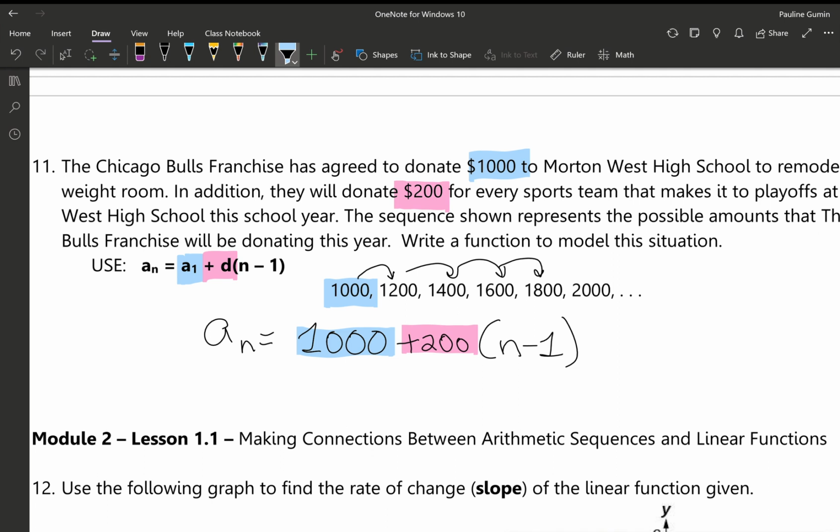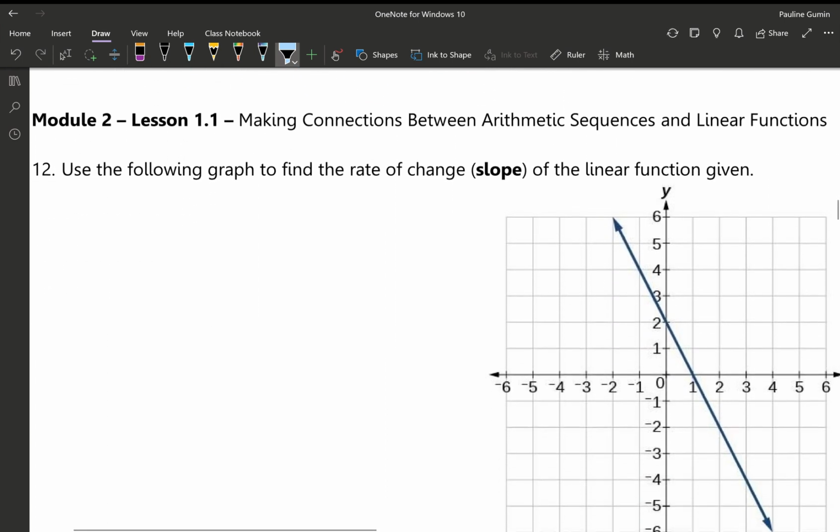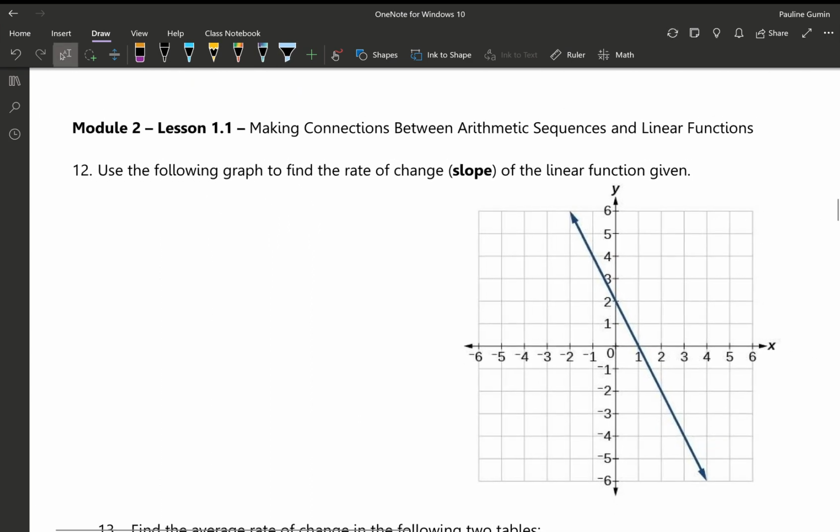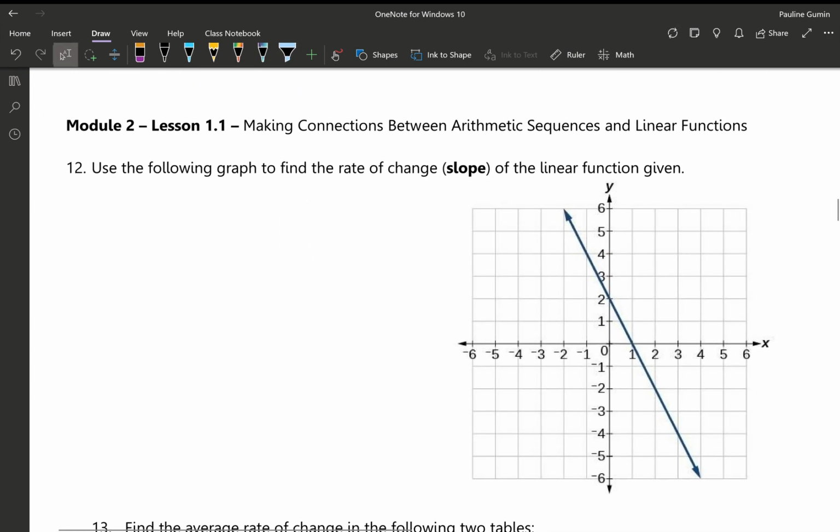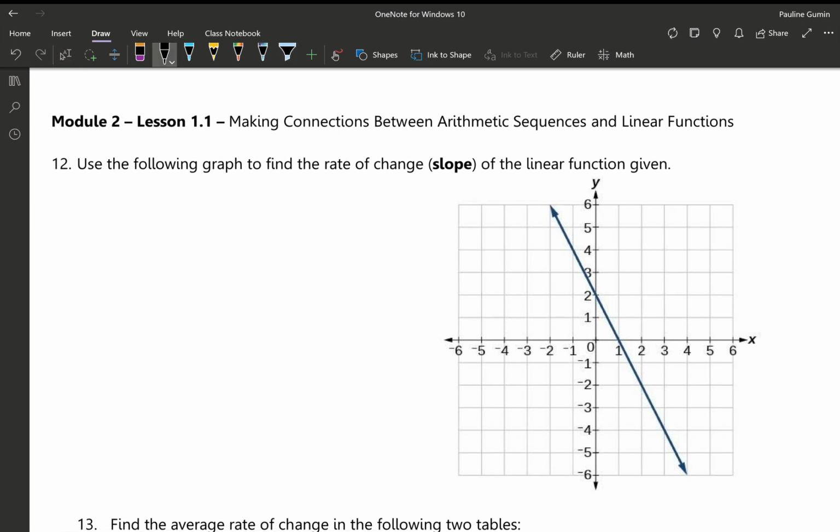Okay, onwards we go. Use the following graph to find the rate of change for this linear function. Well, here we need to find our rise over our run. I'm going to use these 2 points. I'm always going from the left to the right, by the way. I always do it that way. It keeps it consistent. It seems like I'm going down 2. And how many am I going to the right? 1 to the right. So negative 2 over 1 is our slope.